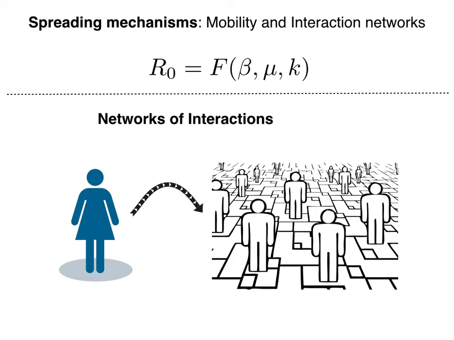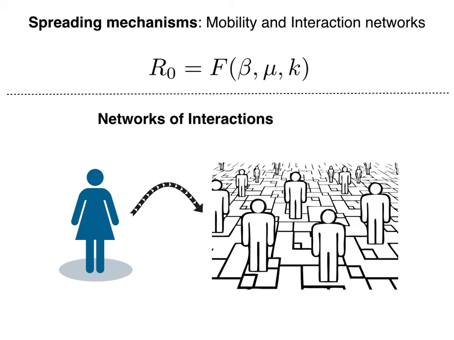Or if you are infected and you self-isolate at home, then you are not spending time with others, and therefore this reduces the R naught. And finally, the number of contacts that you have. Of course, if you have a large number of contacts, then potentially you can become a super spreader, and you can spread the disease to many people.